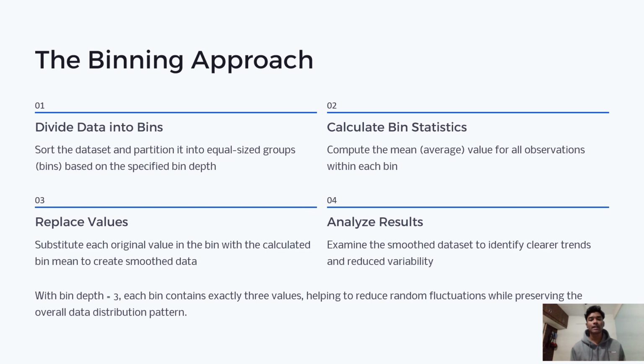This reduces random fluctuations and makes the dataset more stable. For example, if bin depth is 3, each bin holds exactly 3 values, making the trends easier to observe without losing the overall distribution.